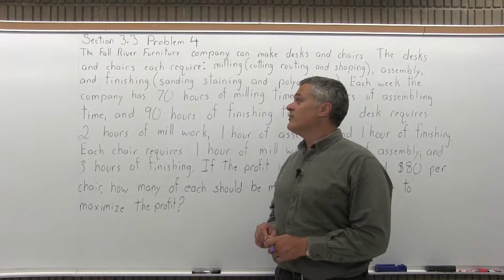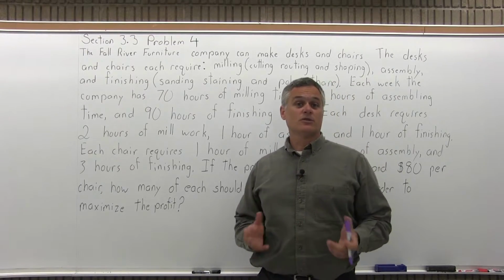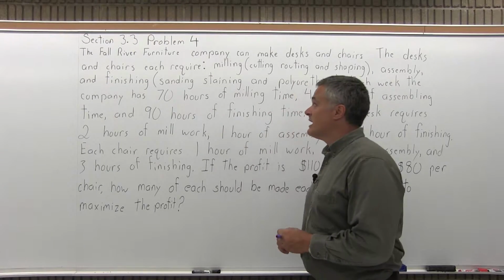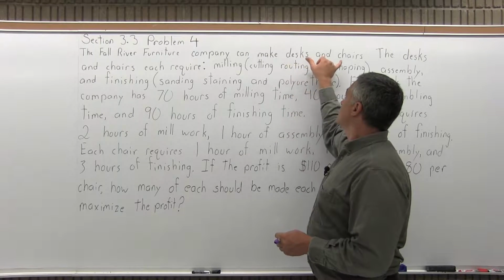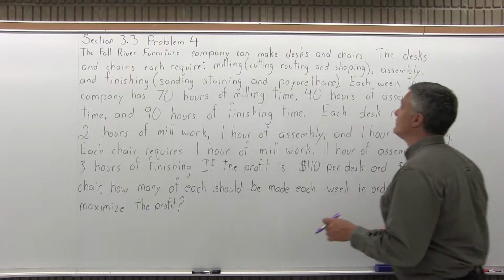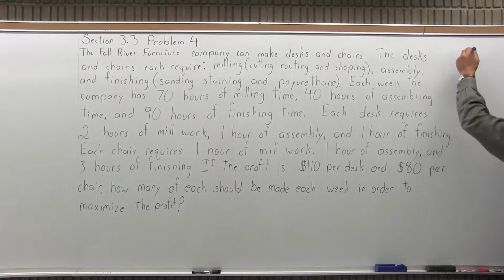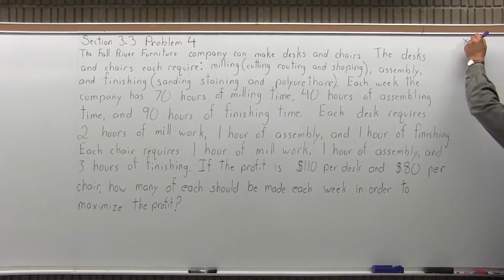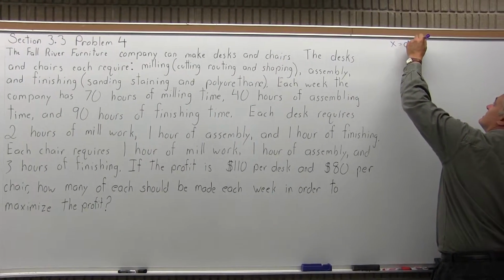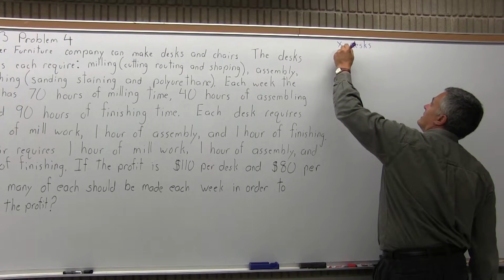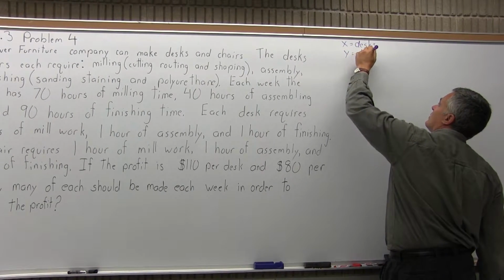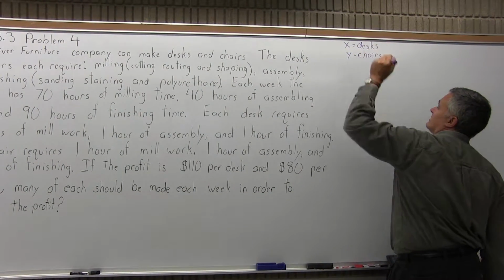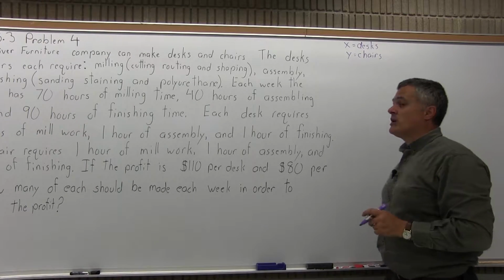So just to set it up, first identify the variables. The variables are the two things being made. And in this case, they're making desks and chairs. The desks get mentioned first, so I'm going to make that x. So x equals desks. And the chairs are mentioned second, so y equals chairs. So that's step 1, identify the variables.